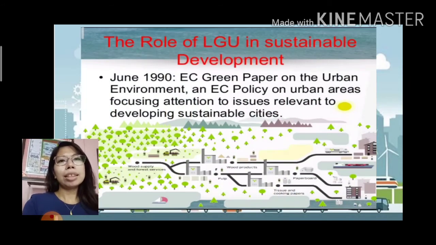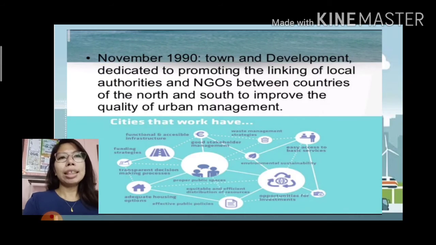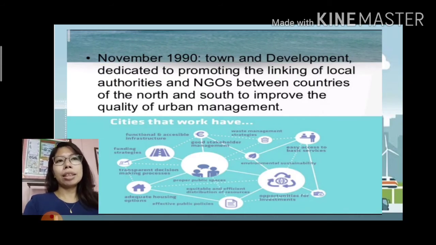So here are the roles of the LGU on sustainable development. In June 1990, the EC Green Paper on the Urban Environment and EC Policy on urban areas focused attention on issues relevant to developing sustainable cities. In November 1990, Town and Development was dedicated to promoting the linking of local authorities and NGOs between countries of the North and South to improve the quality of urban management.